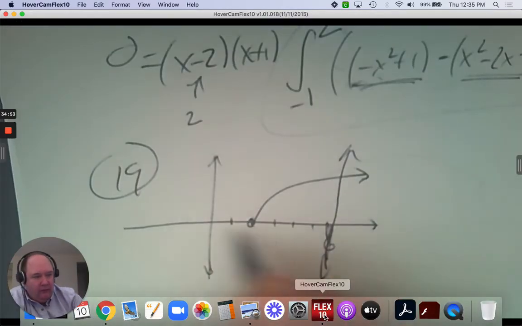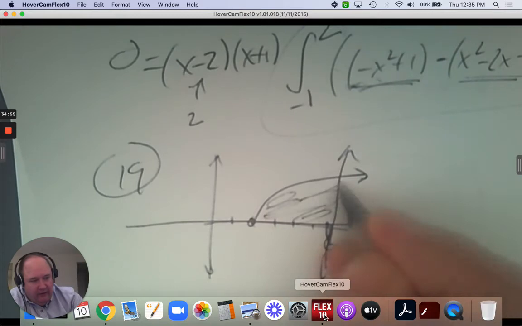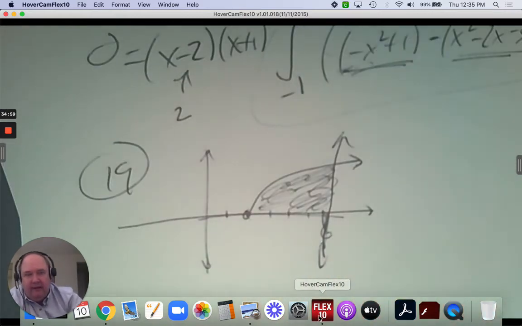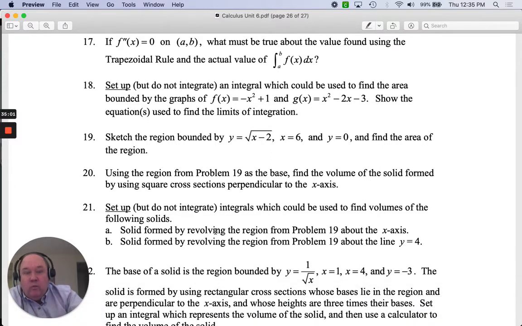So y equals 0. And then can you shade in the area between the square root, the line, and the line? That's what it's asking. And then it says find the area of it. So to find the area of that, it's top subtract bottom, or just the top. The bottom is 0, so it's just the square root of x subtract 2 from 2 to 6.